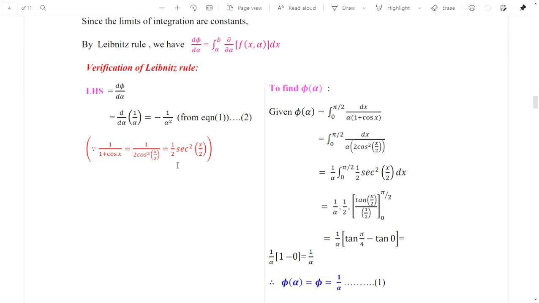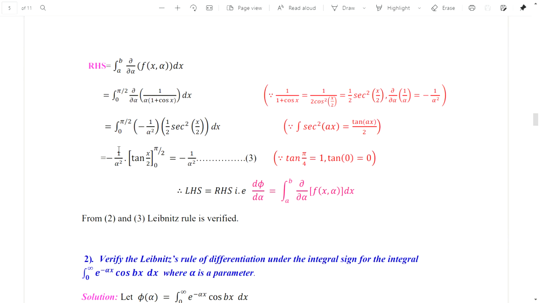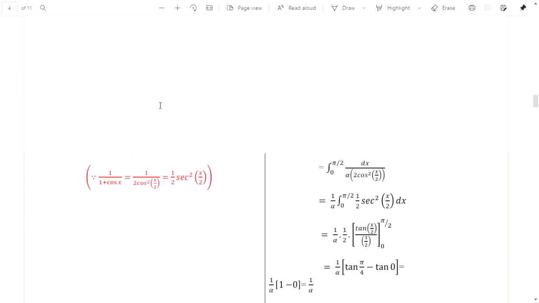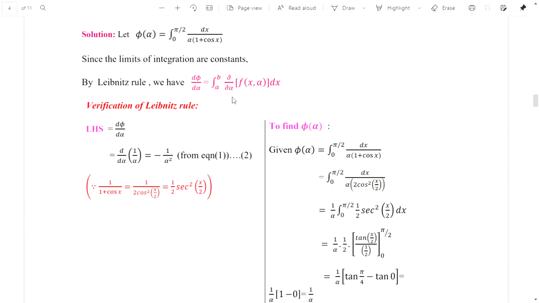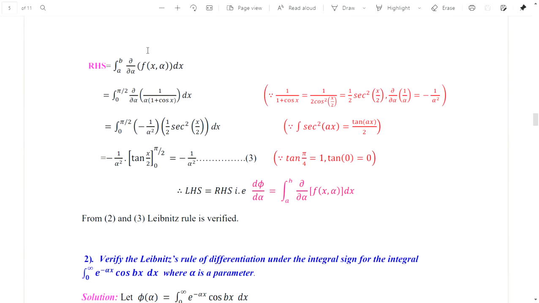Now let us find what the RHS value is. RHS of the Leibniz formula is integral of a to b dou by dou alpha of f of x comma alpha into dx. So here RHS will become integral of a to b dou by dou alpha of f of x comma alpha into dx, where f of x comma alpha is 1 by alpha into 1 plus cos x. So integral of 0 to pi by 2, constant limits, dou by dou alpha of 1 by alpha into 1 plus cos x into dx.